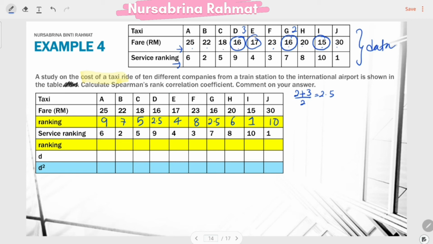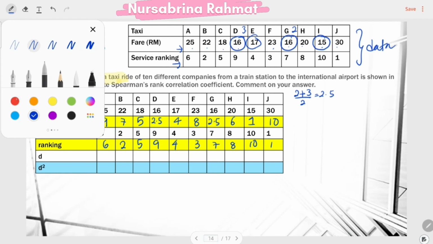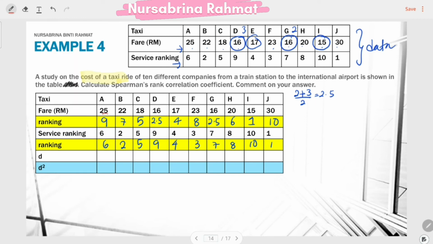For service ranking, it already has 1 as the smallest, so 1, 2, 3, 4, 5, 6, 7, 8, 9, 10. What we should do next is find the difference between the rankings. For taxi A, the first one, 9 minus 6 is positive 3. Next, 7 minus 2 is positive 5. Next, 5 minus 5 is 0. Next, 2.5 minus 9 becomes negative 6.5. 4 minus 4 is 0.